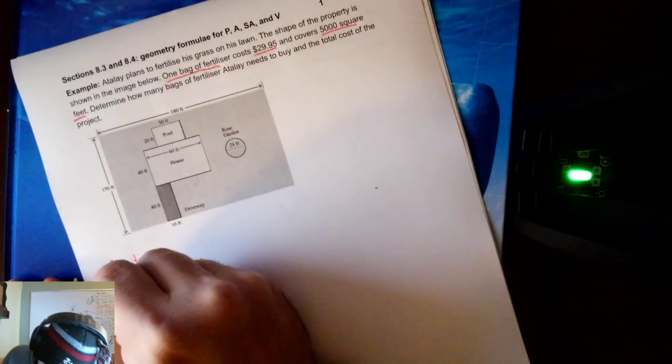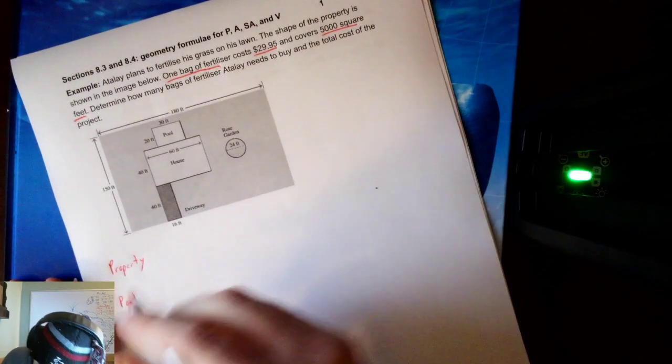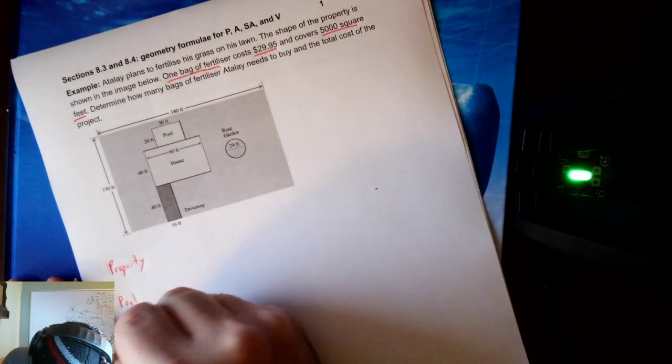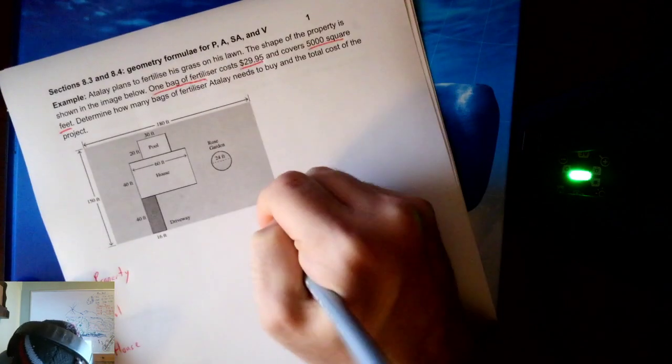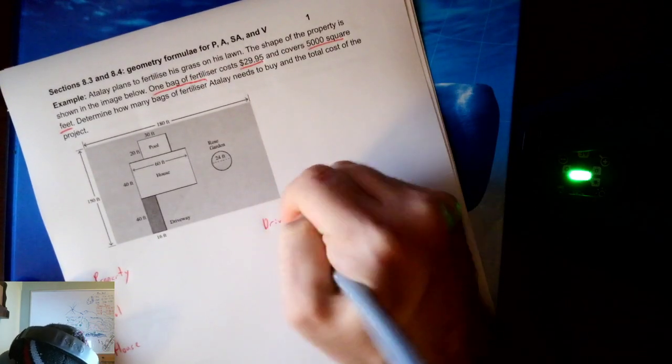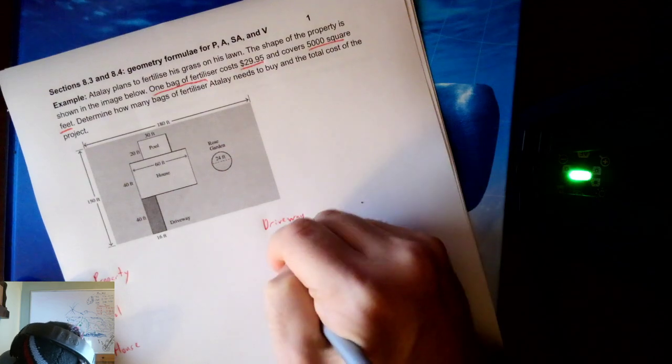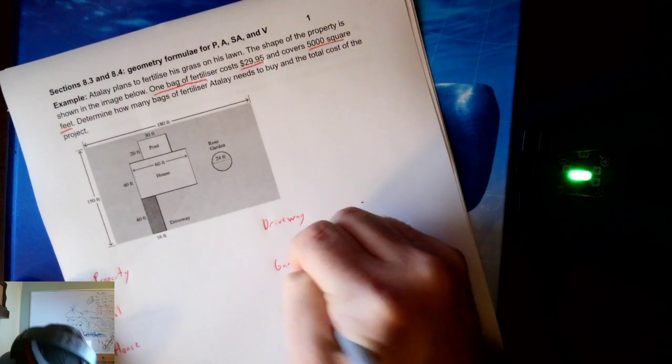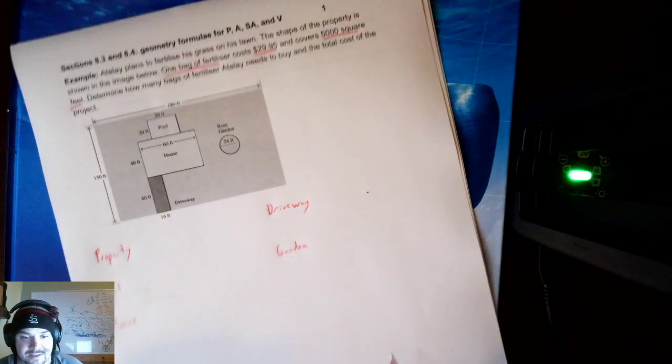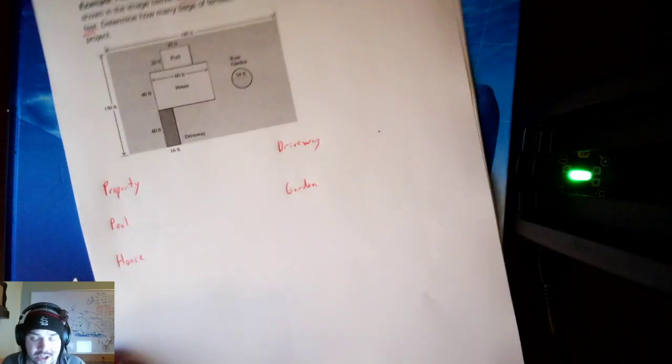We can get the pool. We can get the house. We can get the driveway. And we can get the garden. We're trying to find the size of each of these locations, right?